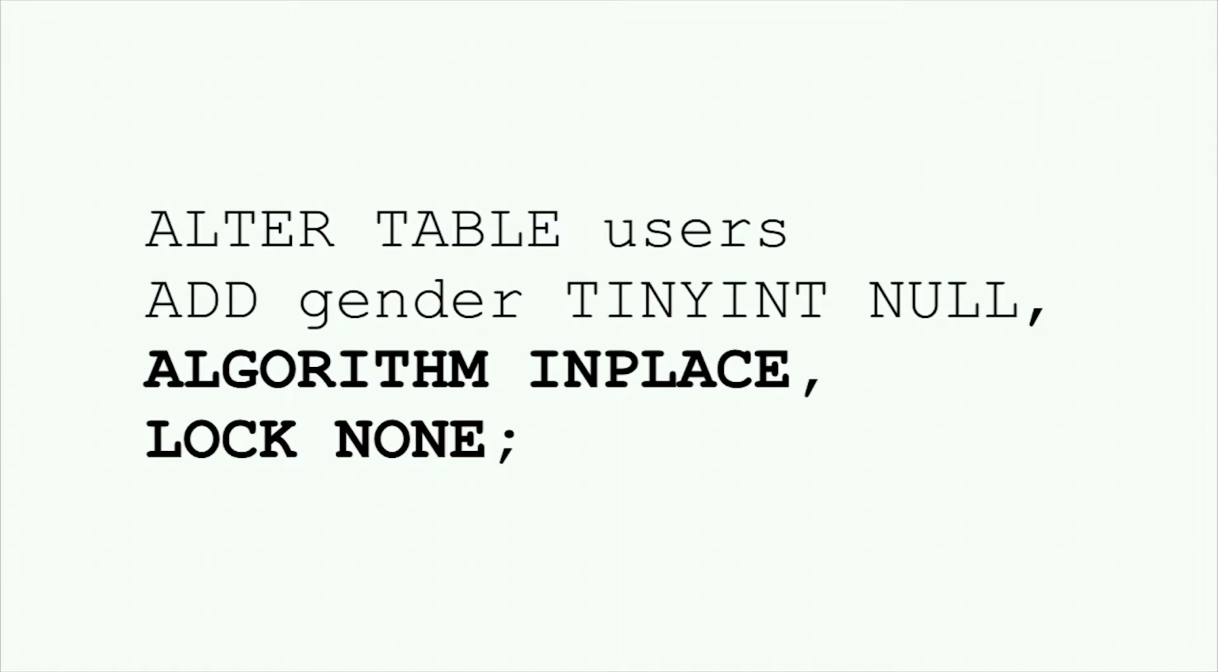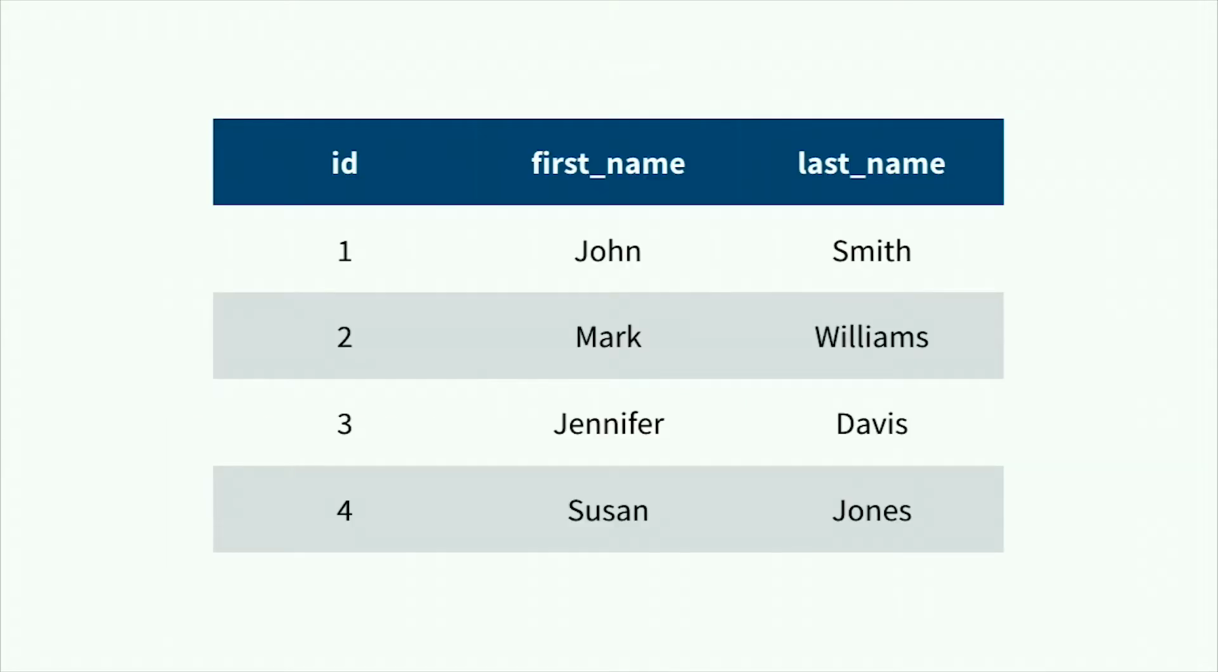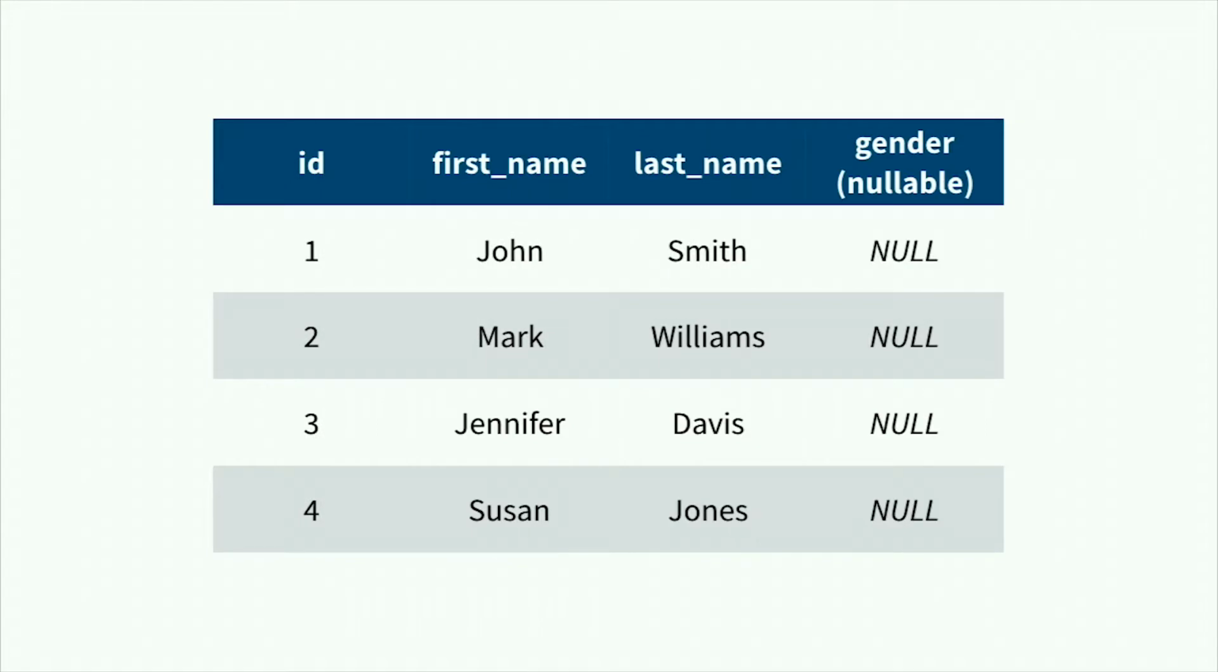And different database engines, like for example Postgres, supposedly don't have any problems like this, so you can also do non-locking alters with them. Okay, so this is how our table looks at the beginning, and we add a nullable column. So this is how our table looks after the first step.